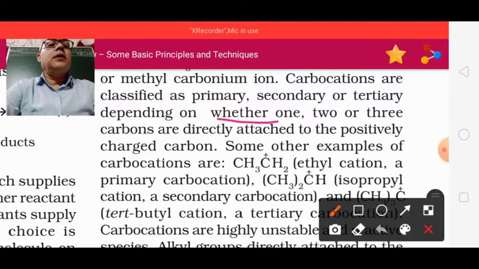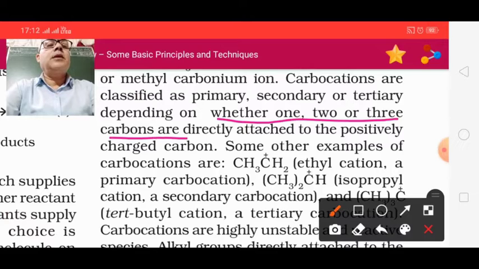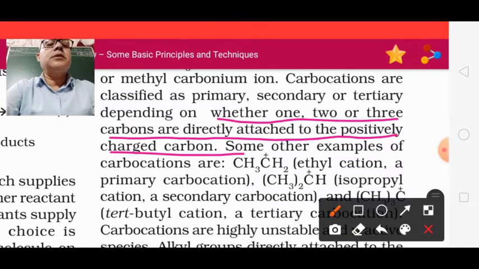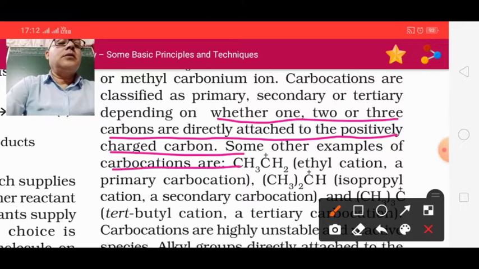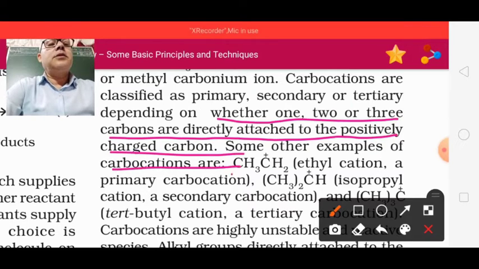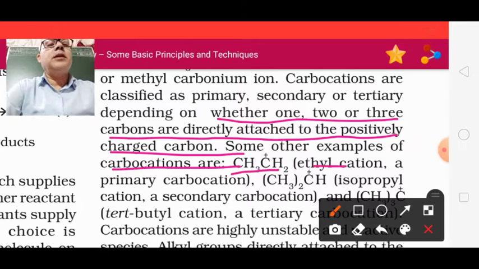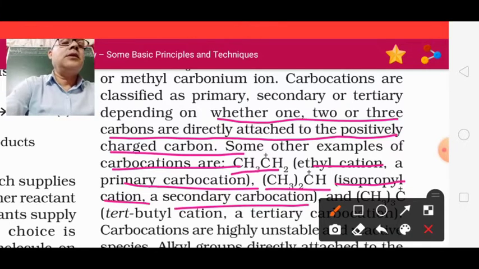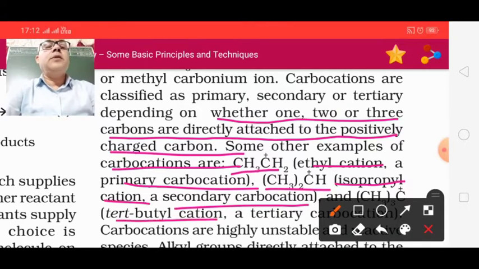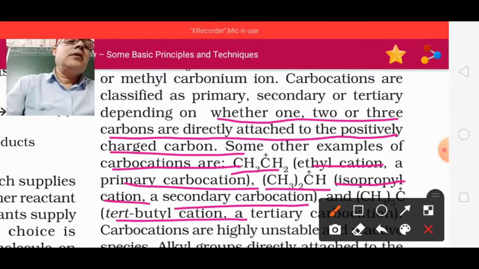That is, whether one, two or three carbons are directly attached to the positively charged carbon. For example, you can see here CH3CH2+, the ethyl cation, is a primary carbocation, and the isopropyl cation is a secondary carbocation. Similarly, the tertiary butyl carbocation is a tertiary carbocation.